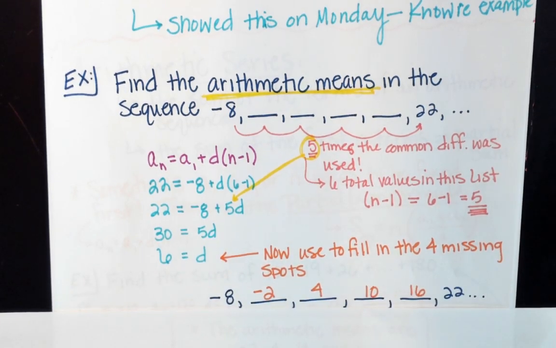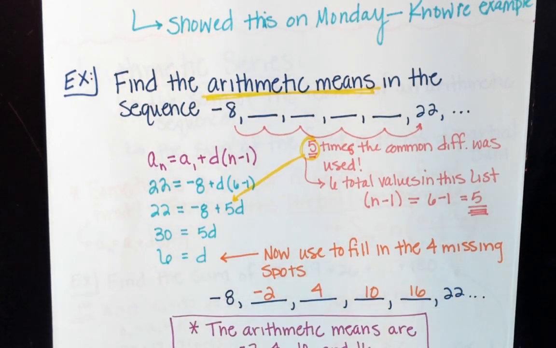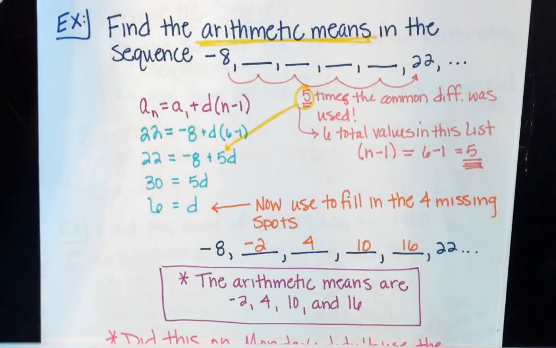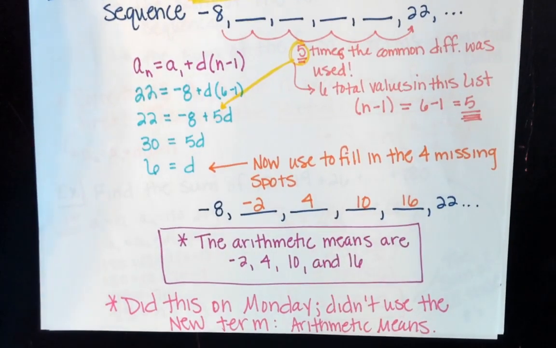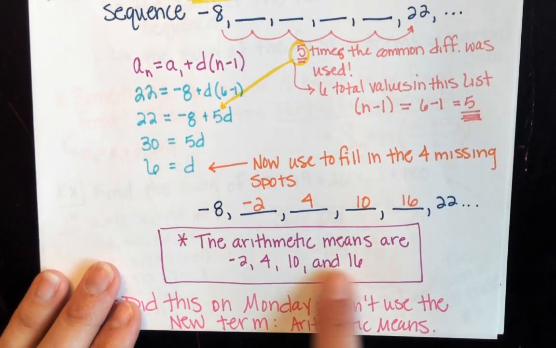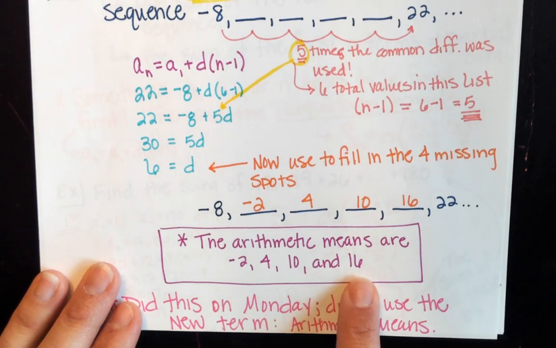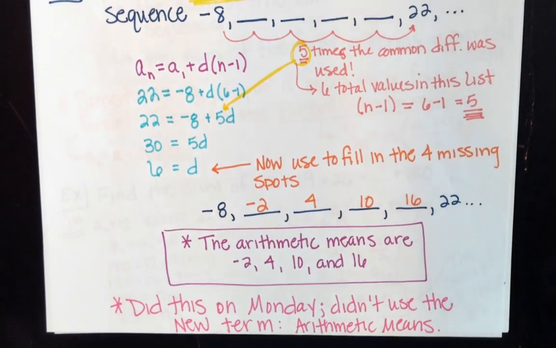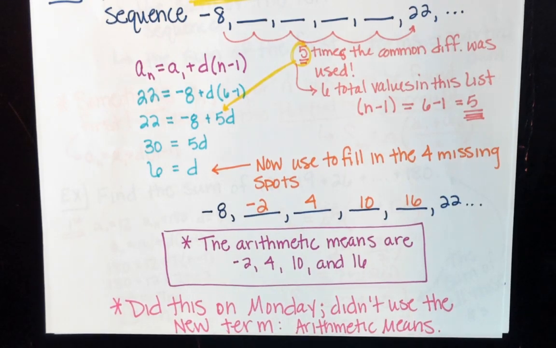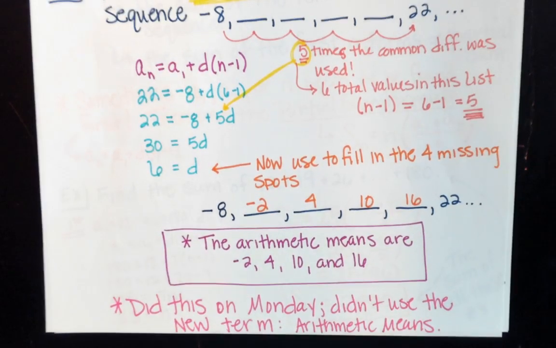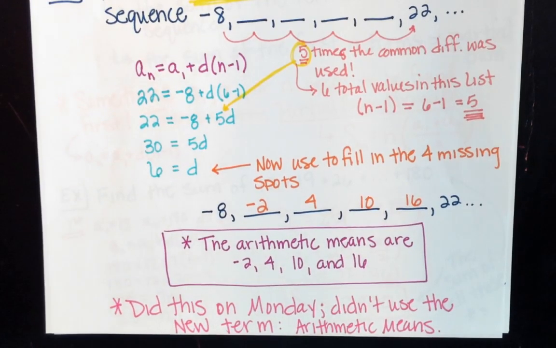So now when you fill it in, you can add 6, add 6, add 6, and so on. So when we write our answer, just know that it could be, what are the arithmetic means? You would say the arithmetic means are -2, 4, 10, and 16. And that's just a subtle reminder, not so subtle, that this is what we did on Monday. So some of you probably already did those questions in NORI. That's just another way to look at it.